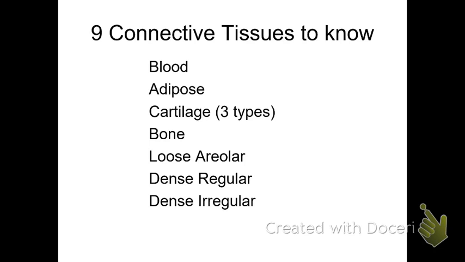Here's a list of the 9 connective tissues you'll need to learn to identify today. Blood, adipose or fat. There are 3 different types of cartilage. Hyaline cartilage, the most common type, fibrocartilage and elastic cartilage. We'll look at the 3 of those. Bone, specifically compact bone. A tissue called loose areolar connective tissue. Dense regular connective tissue, and finally dense irregular connective tissue.